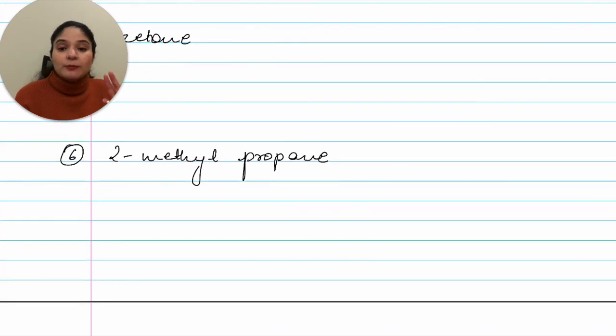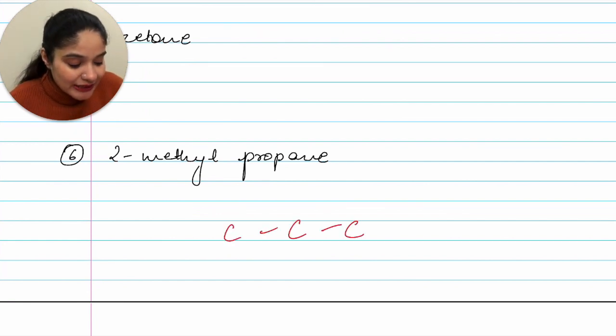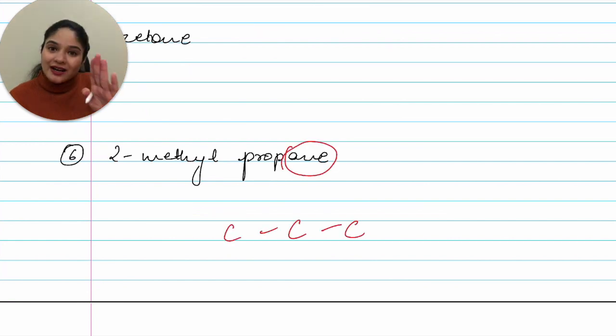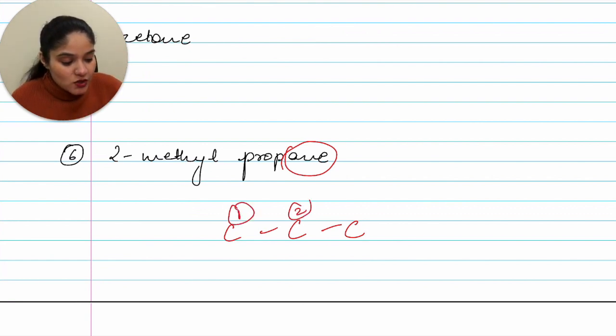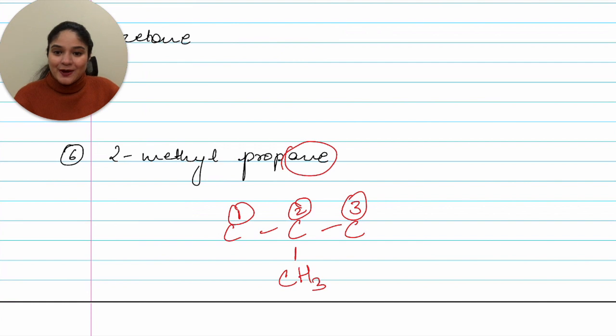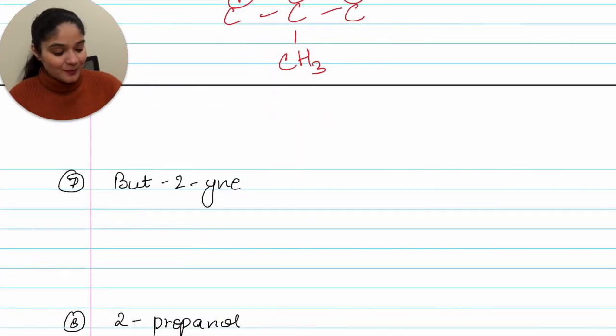Now, 2-methyl propane. Propane, 3 carbon atoms, so 1, 2, 3. Ane means all are single bonds. 2-methyl. Methyl is CH3. So I'll number it 1, 2, 3. At second position, I have methyl CH3. Okay, 2-methyl propane.